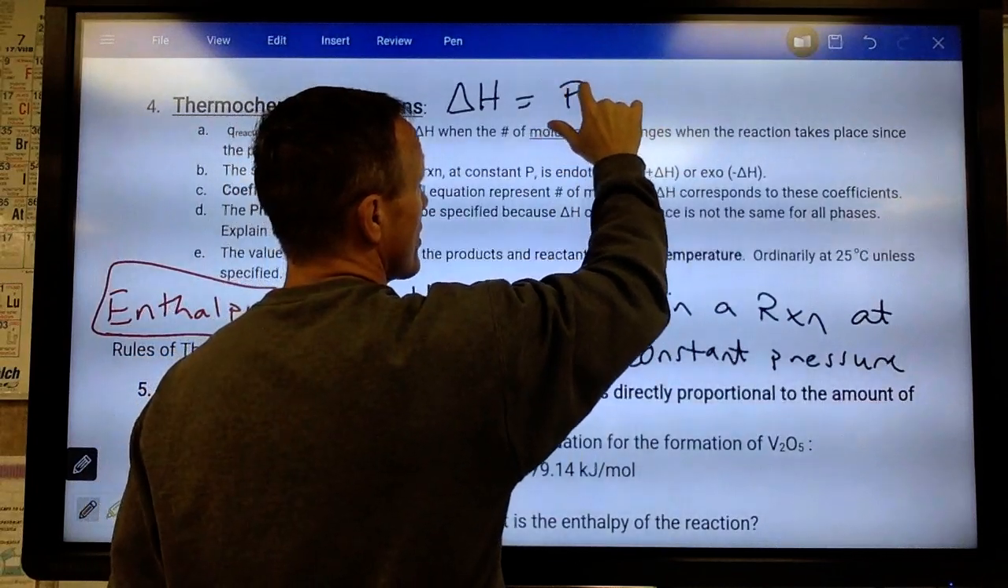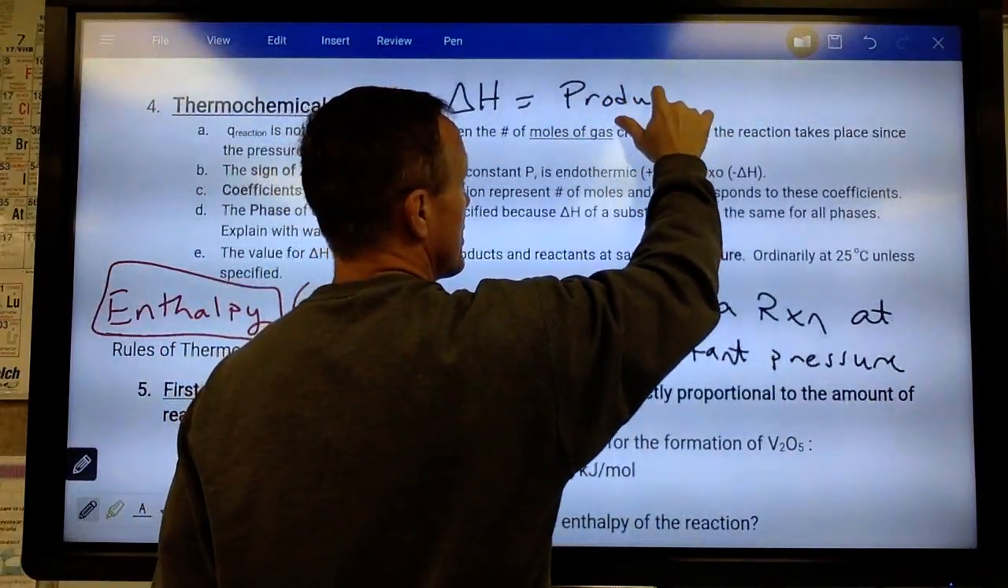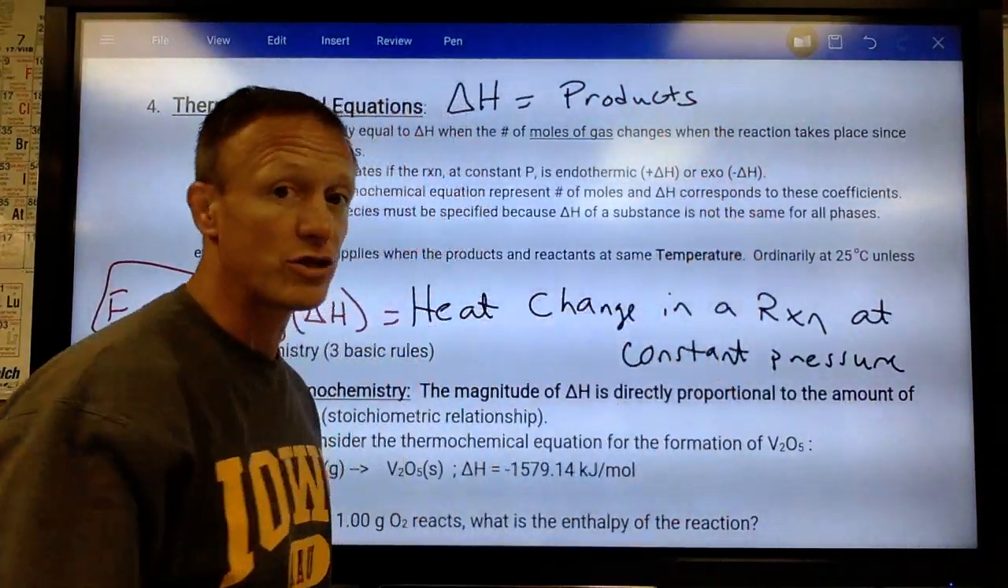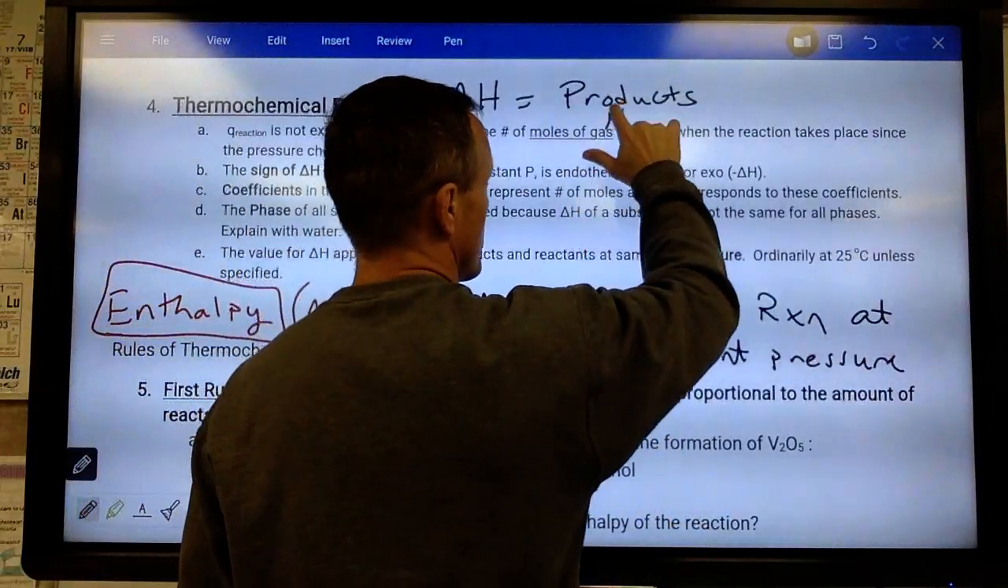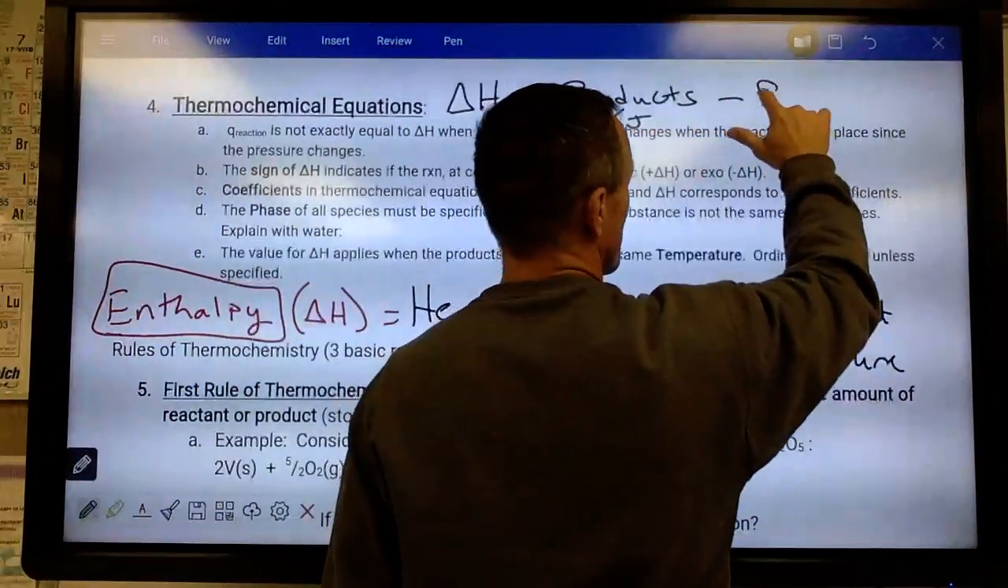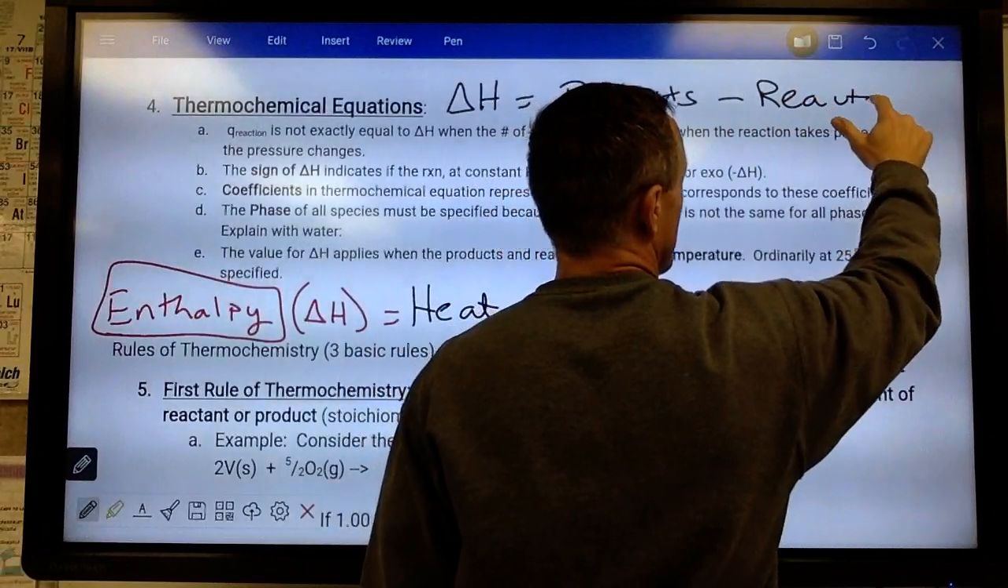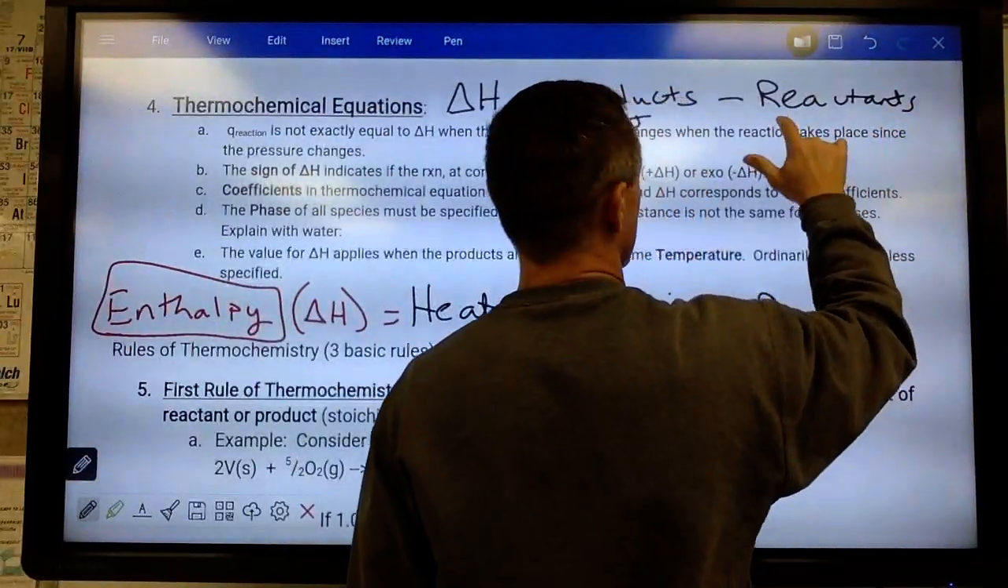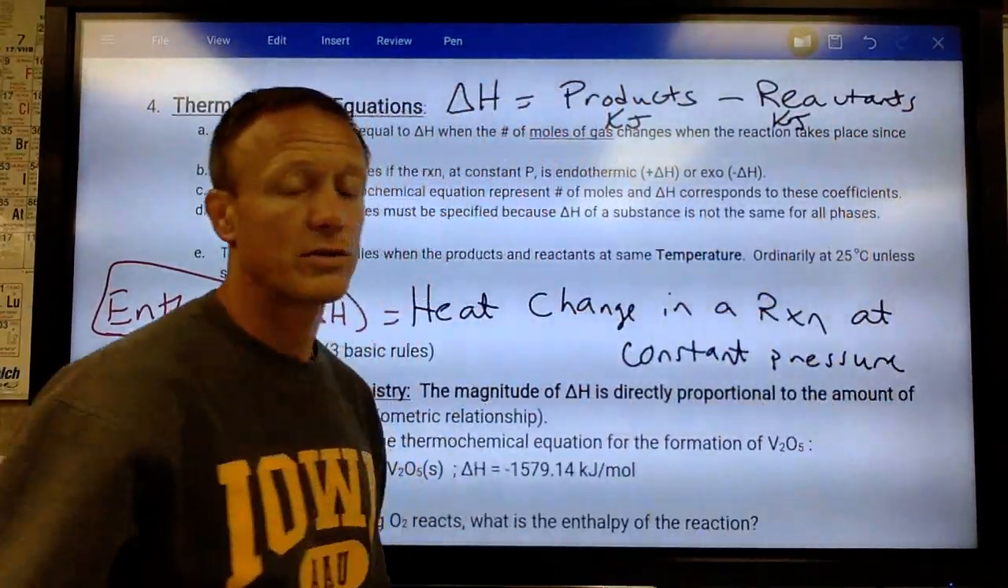the products' heat energy, usually in kilojoules, minus the reactants' heat energy, also in kilojoules.